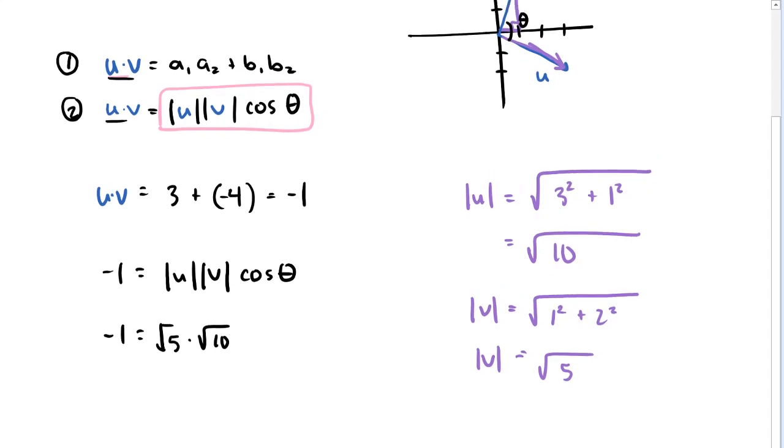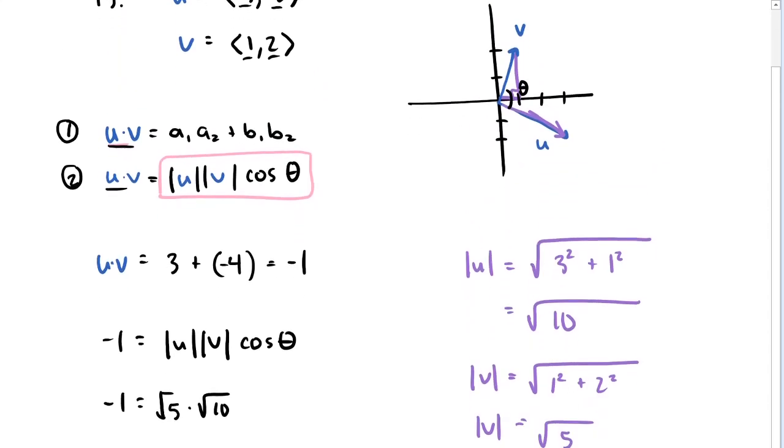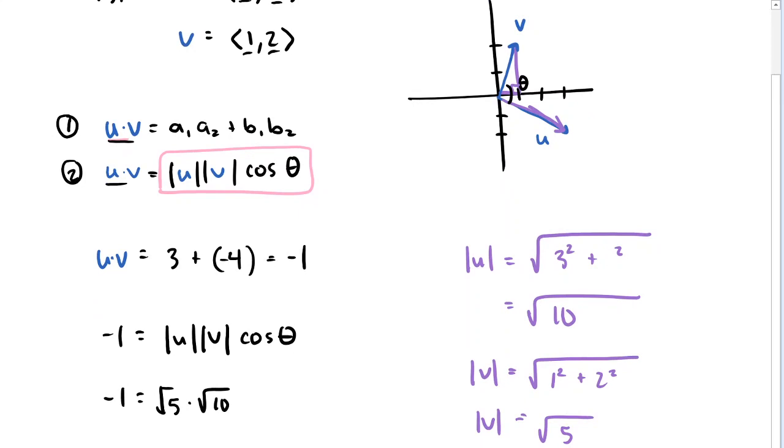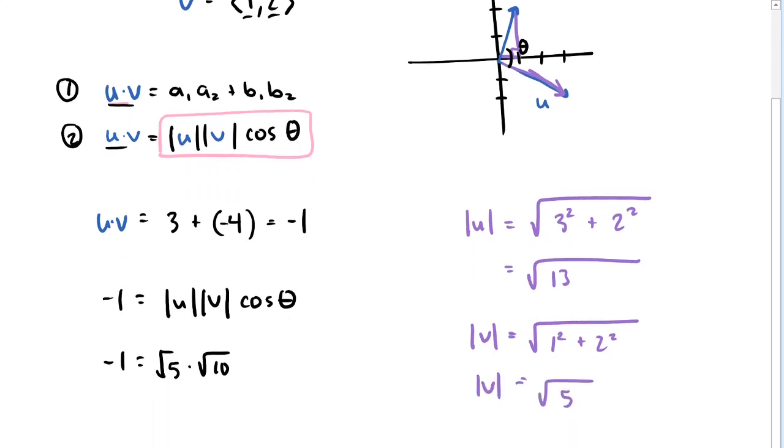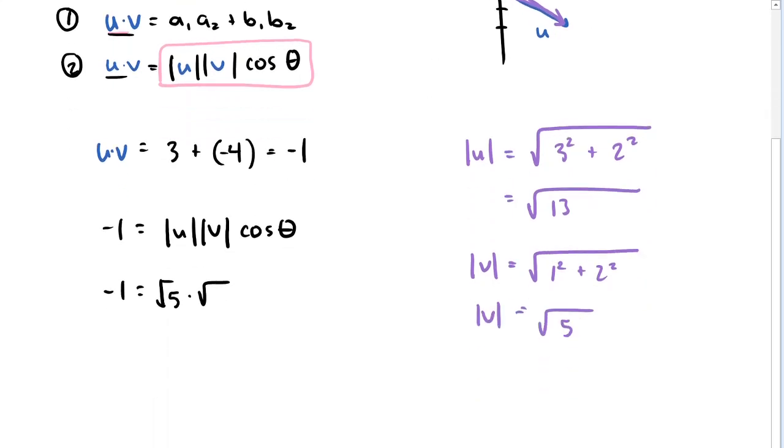actually no, I think I computed this wrong. Sorry, the magnitude of u is not the square root of 3 squared plus 1 squared. Here, the vertical component was negative 2, right? So this is going to be 3 squared plus 2 squared. In other words, the square root of 13. So the magnitude of v is the square root of 13.